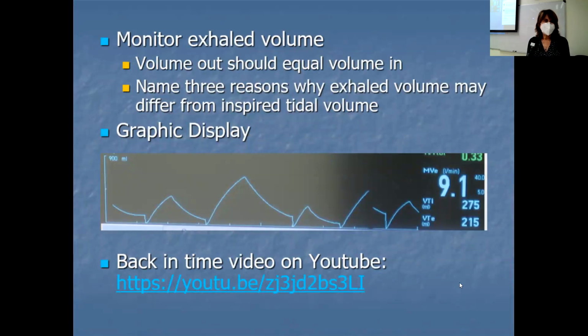All right, volume in should equal volume out, or vice versa. So if you put in 400 mLs, you should get 400 mLs back. Name three reasons why exhaled volume may differ from inspired tidal volume. The first one is there's a leak somewhere. So it could be a circuit leak.